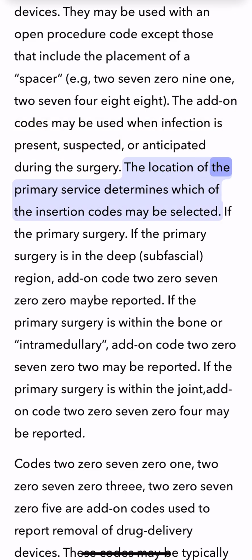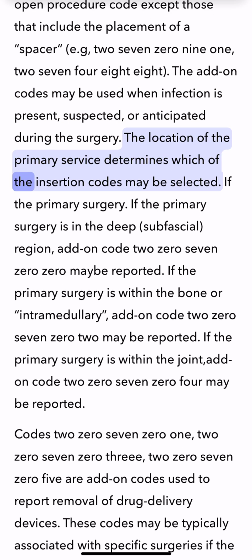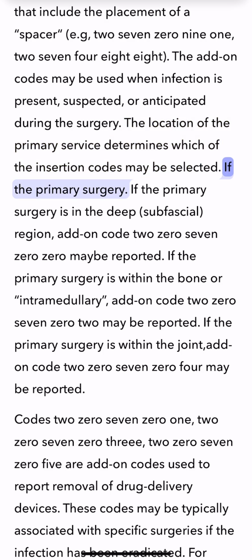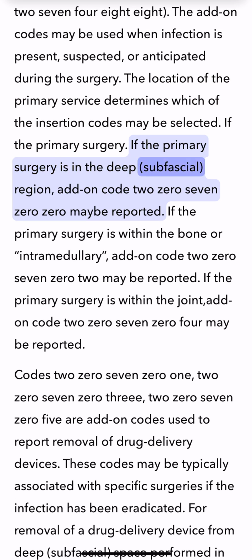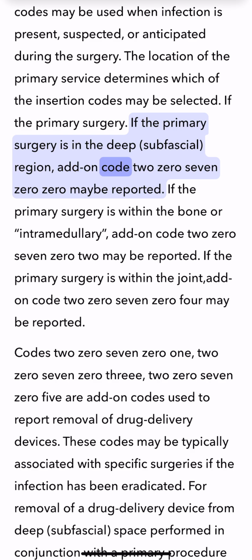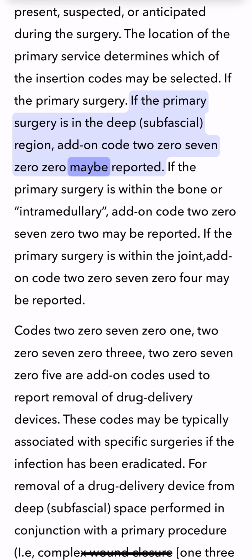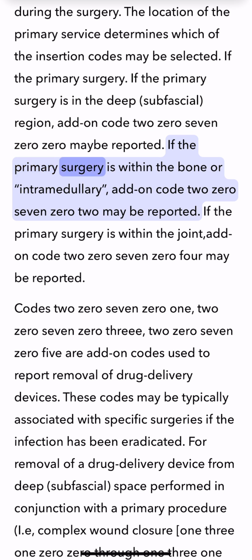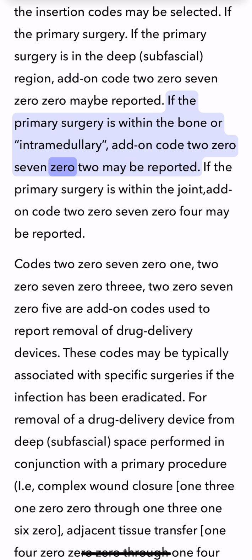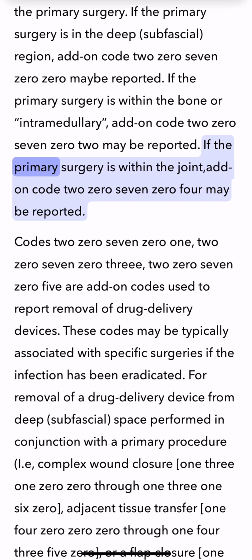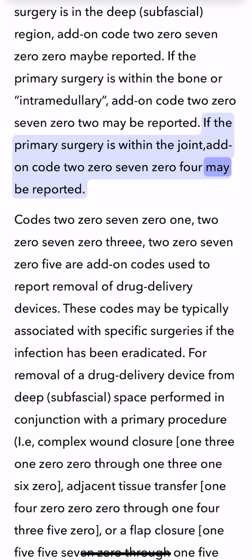The location of the primary service determines which of the insertion codes may be selected. If the primary surgery is in the deep, subfascial region, add-on code 20700 may be reported. If the primary surgery is within the bone or intramedullary, add-on code 20702 may be reported. If the primary surgery is within the joint, add-on code 20704 may be reported.